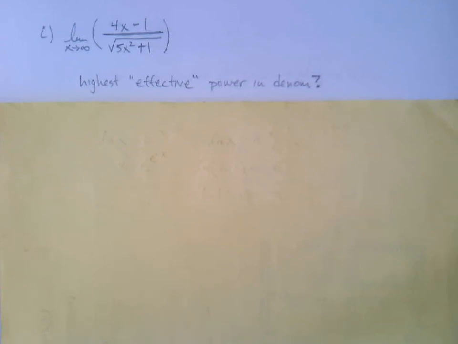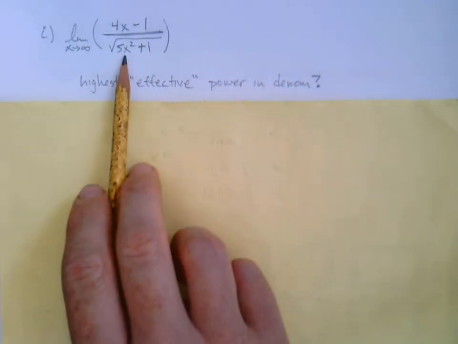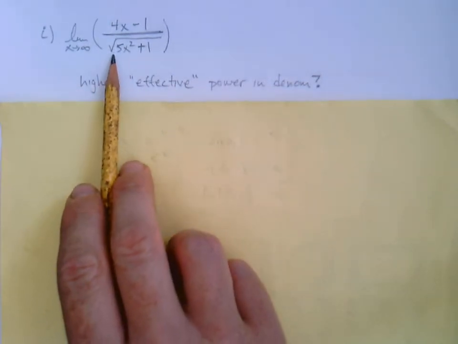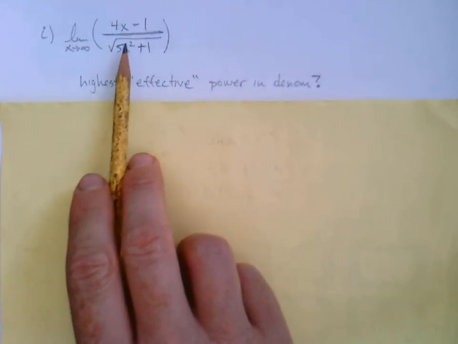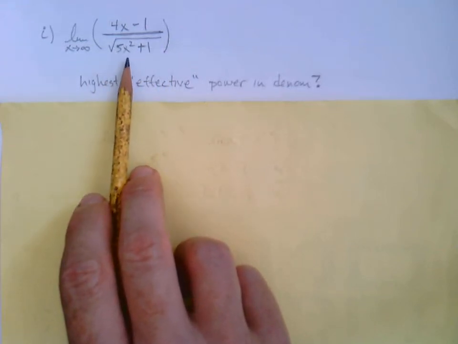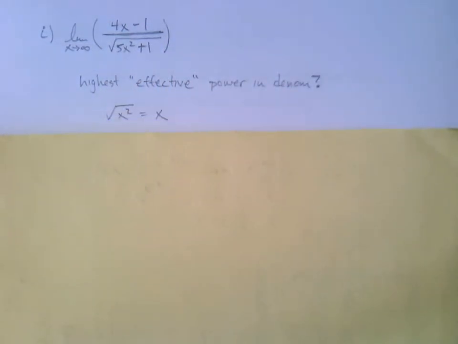And I'm kind of asking, what is the highest effective power in the denominator? Well, I see x squared, but there's also a square root. So the effectiveness is the square root of x squared, which just boils down to x. Okay, so the effective power is x to the first. Okay, so let's see how this plays out. That square root's going to give us some trouble, but we can work with the algebra.